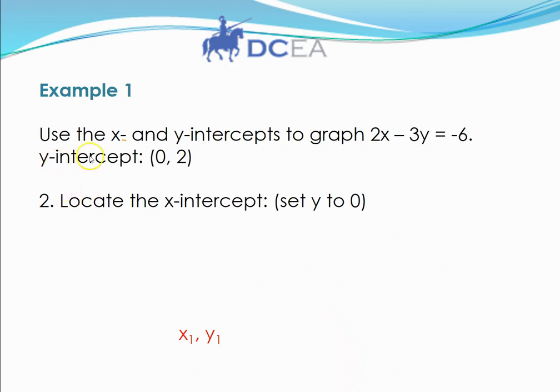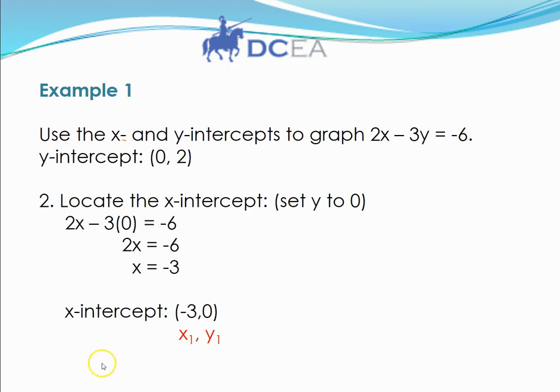So we've found our y-intercept, and now we're going to locate the x-intercept, and we'll set y to 0. So 2x minus 3 times 0 equals negative 6. 2x will equal negative 6, and x will equal negative 3. The x-intercept will then be (negative 3, 0). So the coordinate x1 will be negative 3, and the coordinate 0 will be y1.